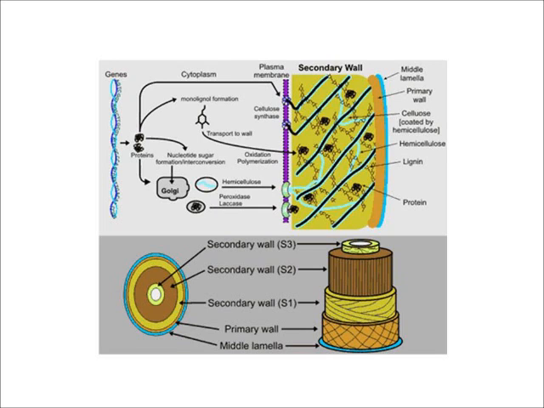This is a diagram of the secondary cell wall. The top part shows all the particles that make up the secondary cell wall, and the bottom part shows how big the secondary cell wall actually is. Notice that it is twice the size of the primary cell wall, which shows that it's definitely the backbone of the entire cell. This is why the secondary cell wall is very important for all plant cells.